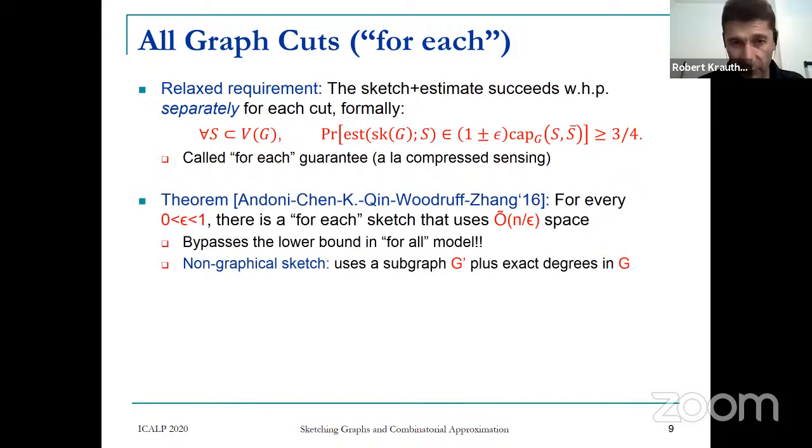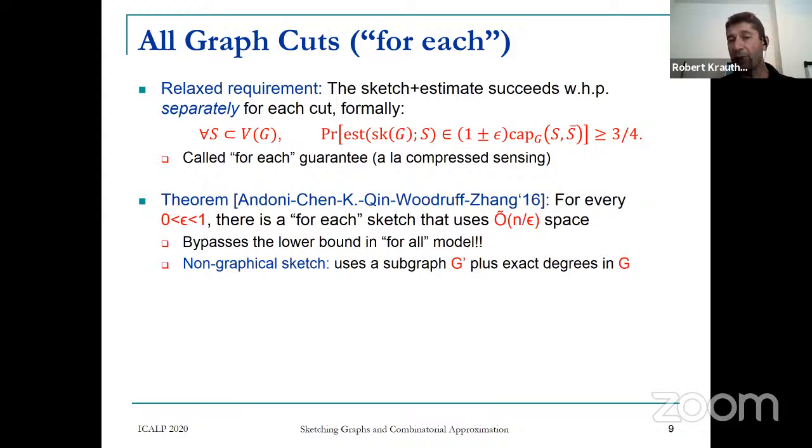And we were able to show in the same paper that for this relaxed "for each" guarantee, you can get storage which is only linear in epsilon. Here there's an O tilde, which means there's an extra polylog in N, so it's not as tight as the previous result in that sense. But in epsilon, the improvement is really linear, and it's easy to see that this linear in epsilon is also necessary. So in that sense, N over epsilon is a lower bound.